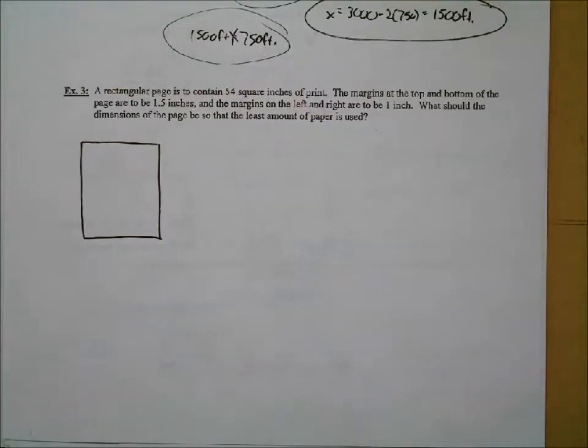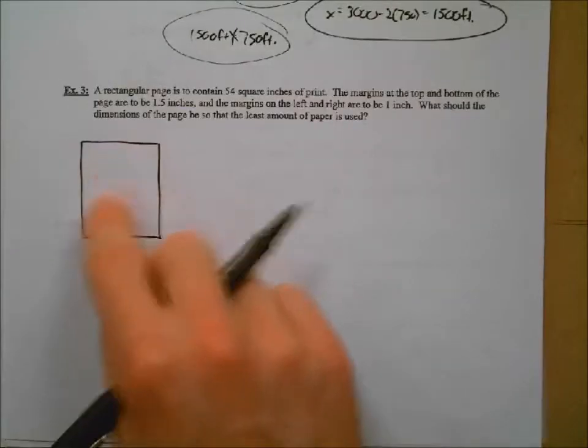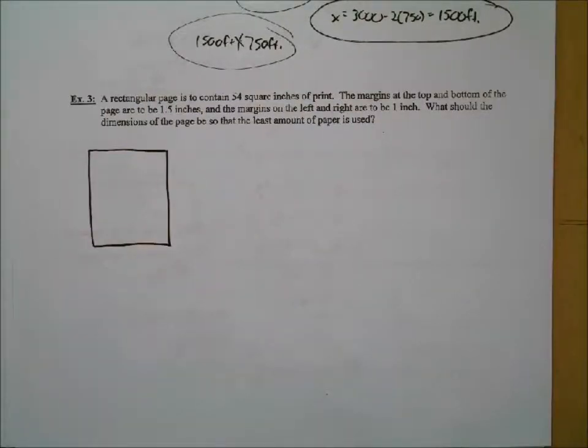Very paper-like, yes. Okay. The important part is the shading. That's what makes it look like paper. Okay. The margins, so we got 54 square inches of print. Okay, that's a piece of information we'll probably need there.